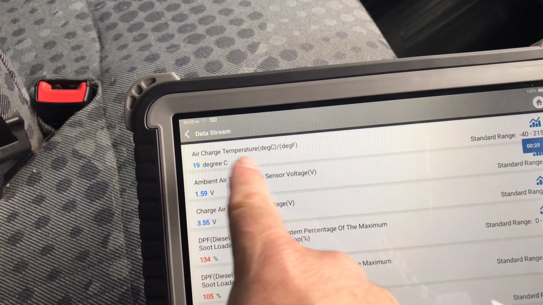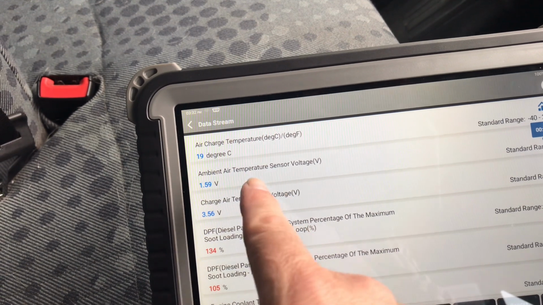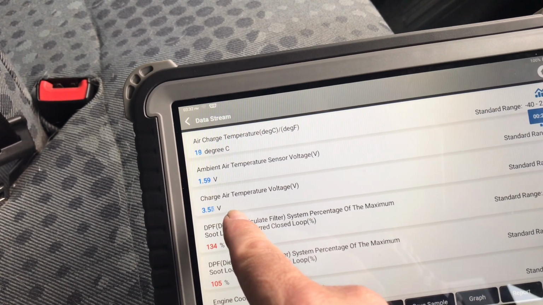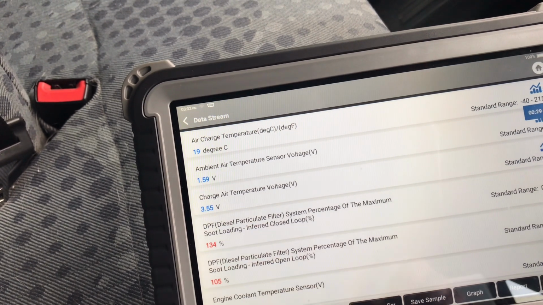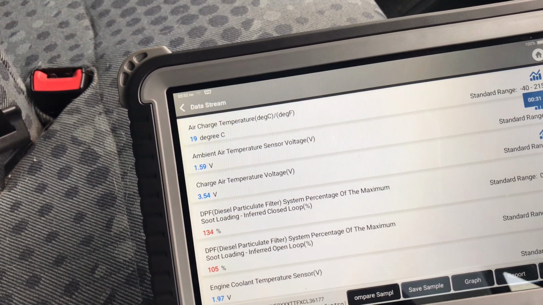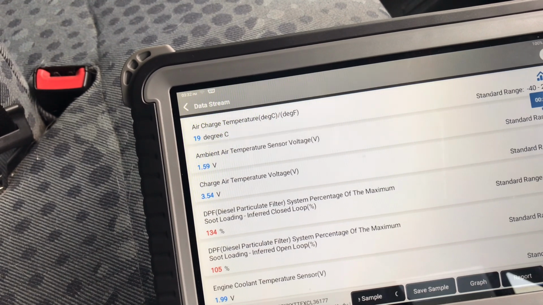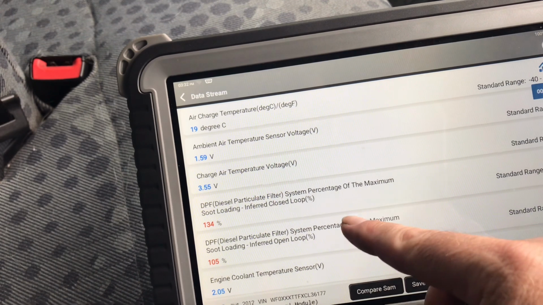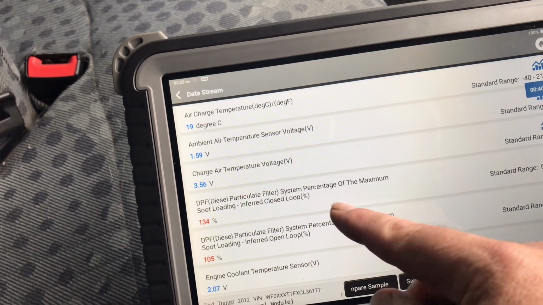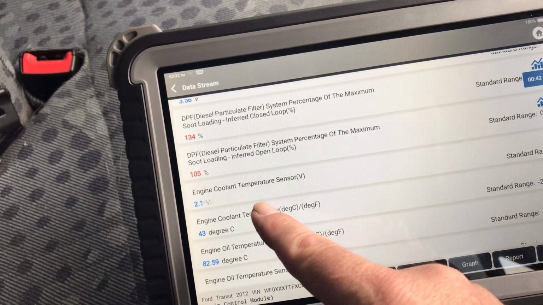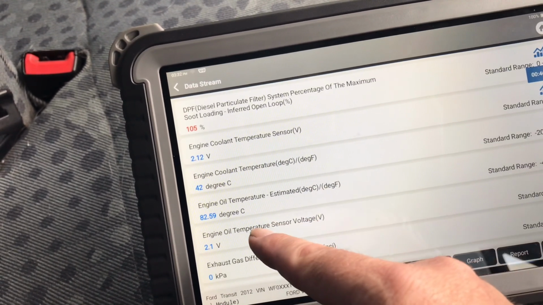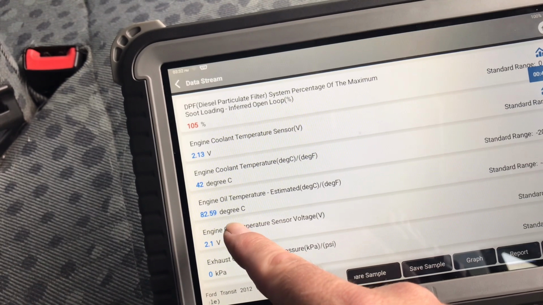So look, air charge 19 degrees, ambient air temperature, that looks good. Charge air temperature, let's see if it drops. That's hot air coming into that. You see that one doesn't actually move that much. You think it will come down eventually. Engine coolant, 2 volts, 42 degrees, that's correct because we've just started. 82 degrees is the oil.